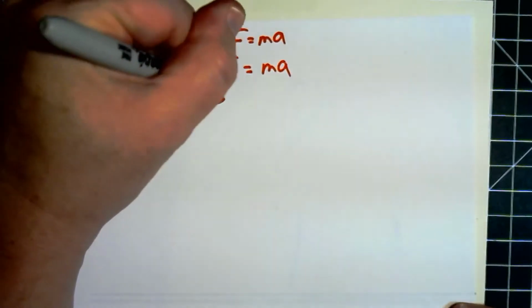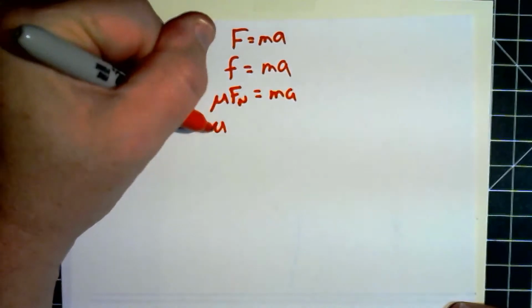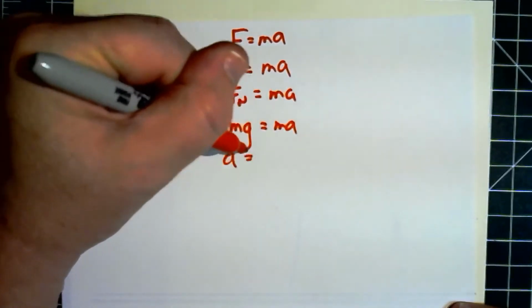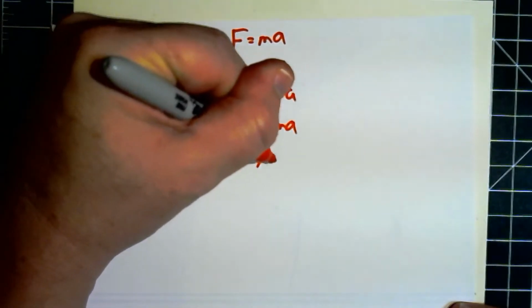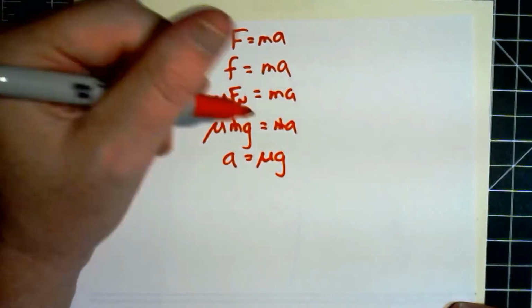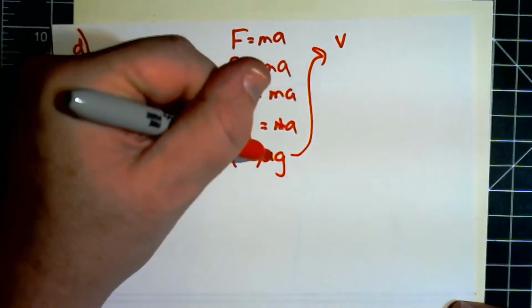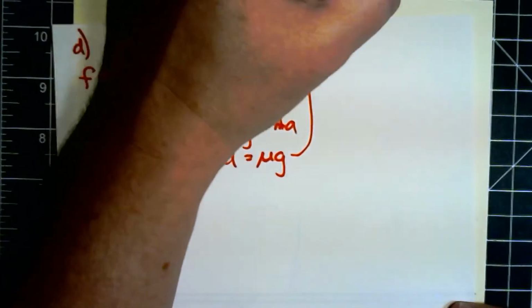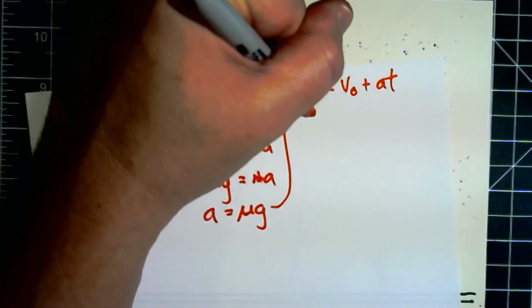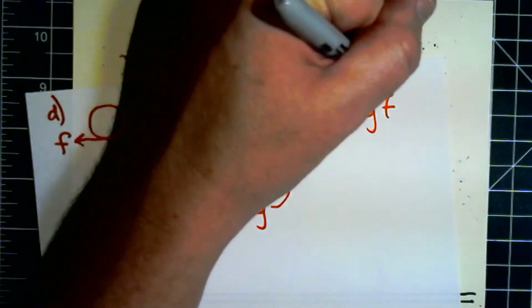So frictional force is just mu times the normal force, which is ma. Normal force is mg equals ma. So therefore A is just my coefficient of friction times g. Mass cancels. Right, so then I'm going to take this equation, and because that's a constant value, even though this is a mu term, it's still a constant, I can use kinematics. So V is equal to V naught plus AT. So therefore V is equal to mu g times t.